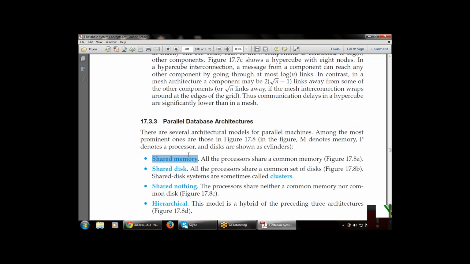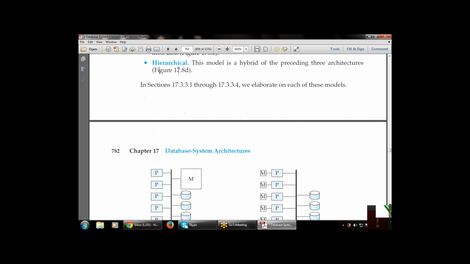So there are shared memory, shared disk, shared nothing, and hierarchical. In a parallel system, these are the four ways by which we can maintain the database in parallel: shared memory, shared disk, shared nothing, and hierarchical.